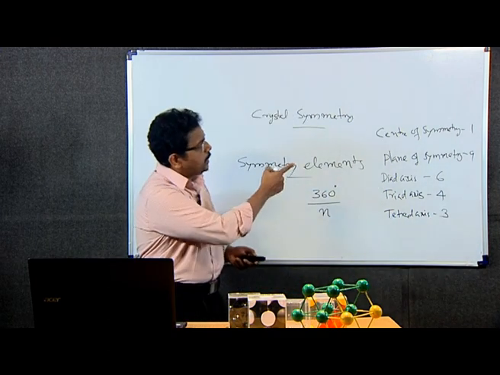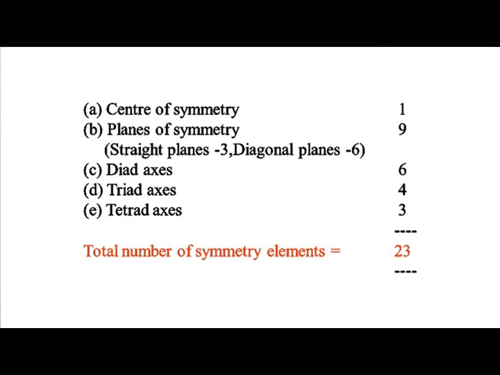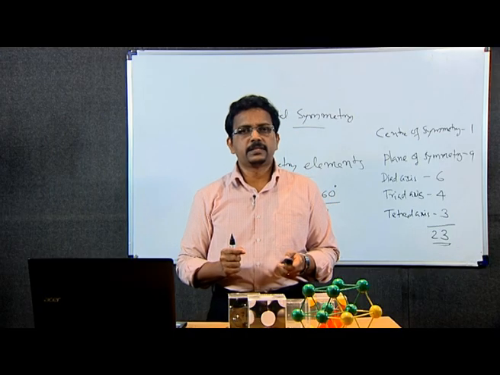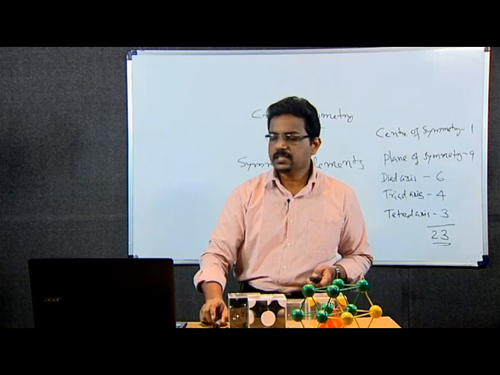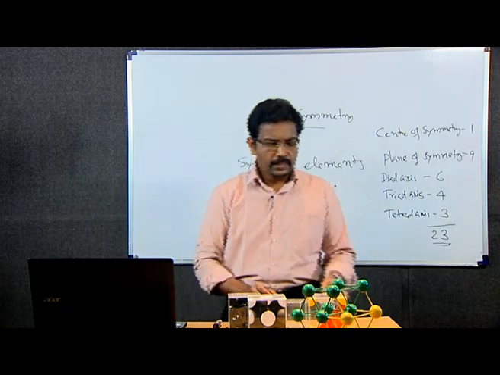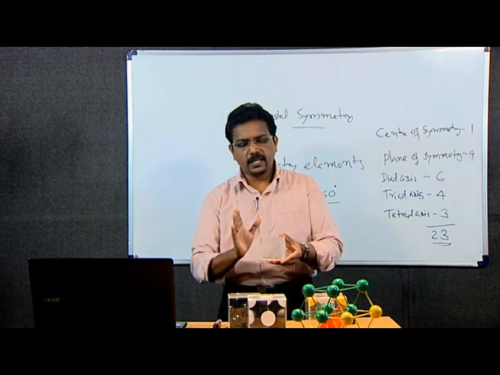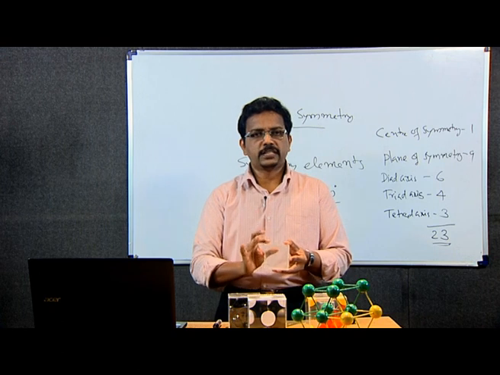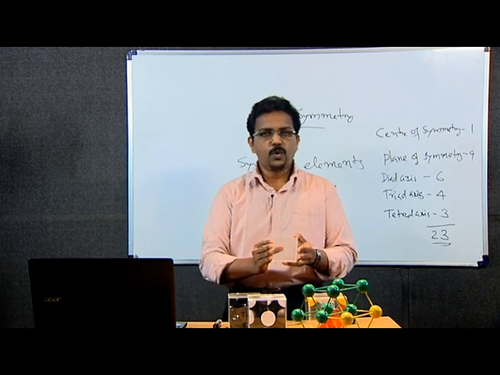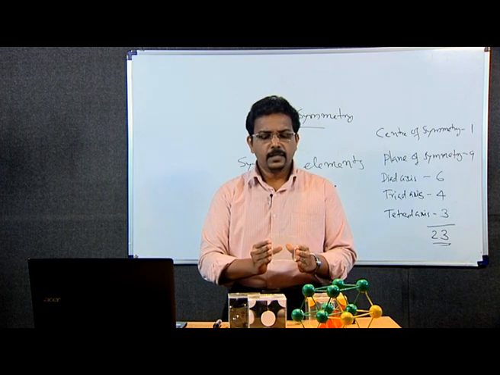So, for this specimen you can see 9 plus 1 is 10, 10 plus 6 is 16, plus 4 is 20, and plus 3 is 23. So there are 23 symmetry elements when we consider the specimen to be a cube. Thus, the total number of symmetry elements of a cube structure is 23. Many materials crystallize in cubic form, mainly simple cubic, body centered cubic and face centered cubic. In these structures, all these symmetry elements can be observed in one way or another.